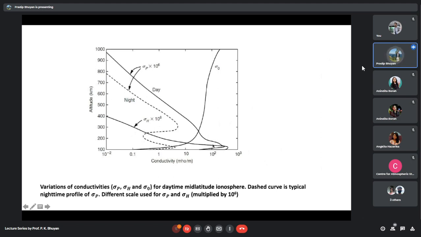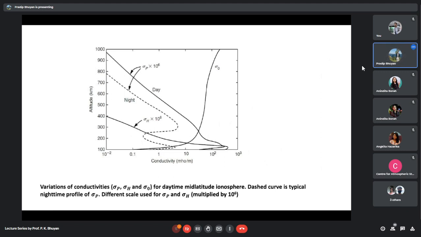Hall conductivity is maximum around 120 kilometer or so, and then it reduces and goes to very little value at about 400 kilometer. But for Pedersen conductivity, we have two values: one for night, the other for day. This is day, this broken line is for night, okay?